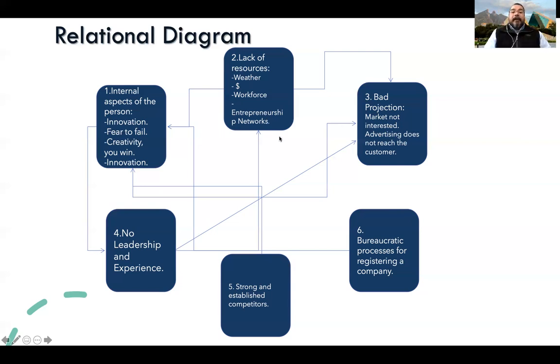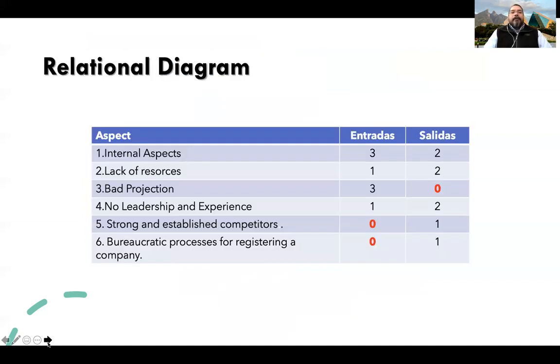And that's the result of the analysis, these arrows that I have. But this is just arrows going from one place to another. What do I need to do to have a better understanding of a situation? I need to do this table where I have the aspects, the 6 groups of ideas, how many in arrows, and how many out arrows do I have. So number 1 has 3 ins, 2 outs. Number 2, 1 in, 2 outs. Number 3, 3 ins, 0 outs. Number 4, 1 in, 2 outs. Number 5, 0 ins, 1 out. And number 6, 0 ins and 1 out.